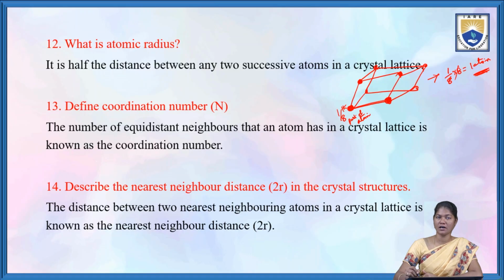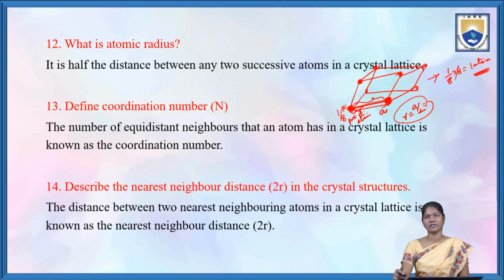Coming to the atomic radius, it is half the distance between two successive atoms. So these are the successive atoms, from here to here. Suppose the distance is a, so a by 2 is half the distance of the two successive atoms. So atomic radius is the half distance between any two successive atoms in a crystal lattice.